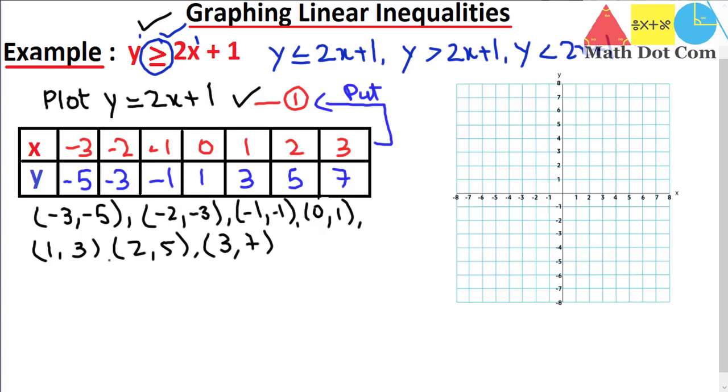So let's plot it on the graph. Minus 3 is x and minus 5 is y. So this will be the point, that is minus 3 and minus 5.